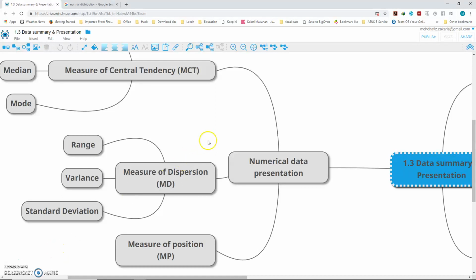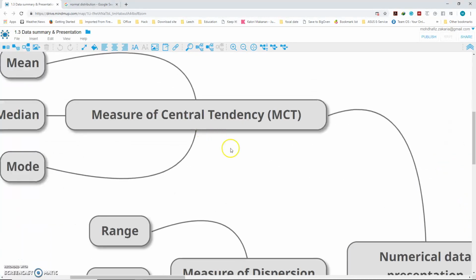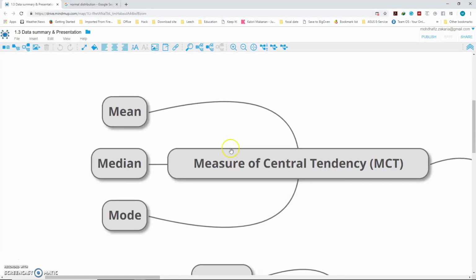Now let's look at the first measure of numerical representation, which is measure of central tendency. Okay, let's zoom it out. Now I believe that you're familiar with these three methods. Basically, in this subtopic, to measure the central tendency, this is the method you are going to use. It will be either mean, median, or mode. So it is exactly what it showed here.